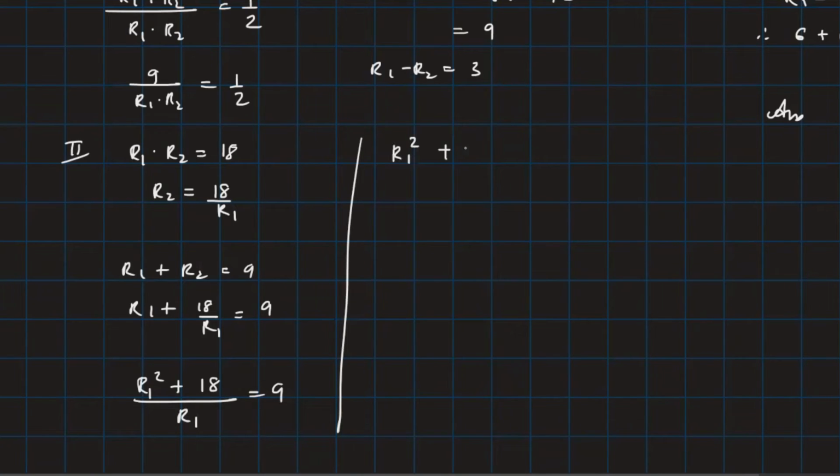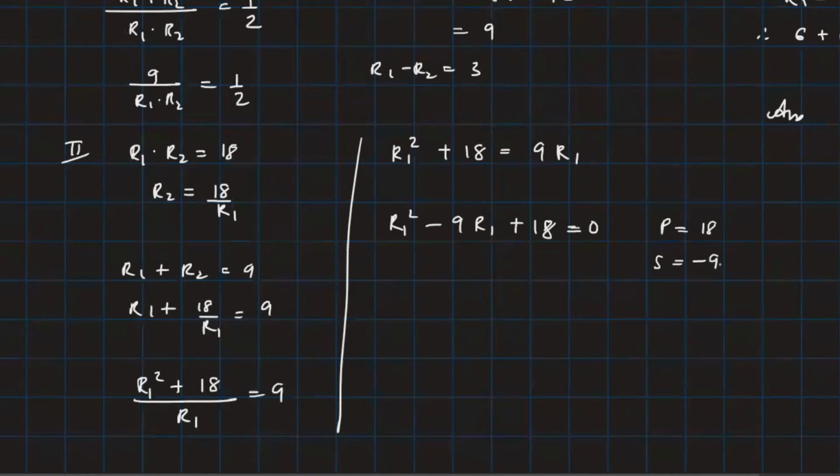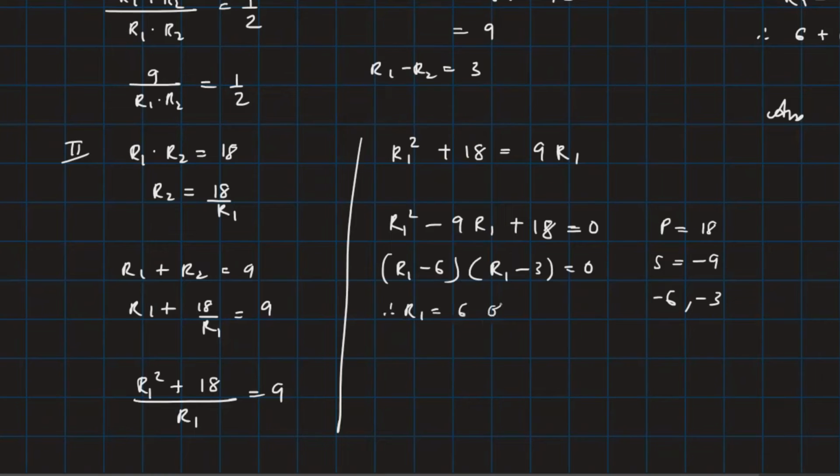So we get R1 squared plus 18 is 9R1. R1 squared minus 9R1 plus 18 is 0. Okay, the product is 18 and the sum is minus 9. So the numbers are minus 6 and minus 3. So you get (R1 minus 6)(R1 minus 3) equal to 0. Therefore, you get R1 as 6 or 3. So the answer will be 6 ohms and 3 ohms.